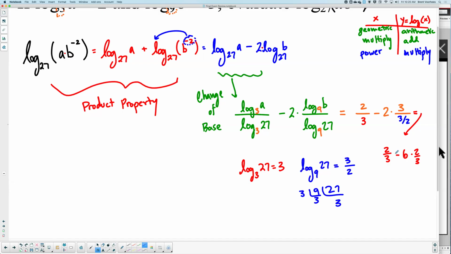Actually, I'm not going to divide by 3 because I will have a common denominator if I don't. So this is 2/3 minus... What did you say 6 times 2 was? 12/3. 2/3 minus 12/3 is... What's 2 minus 12? -10/3. That's our answer this time. Goodness, I got tricky there running out of space.